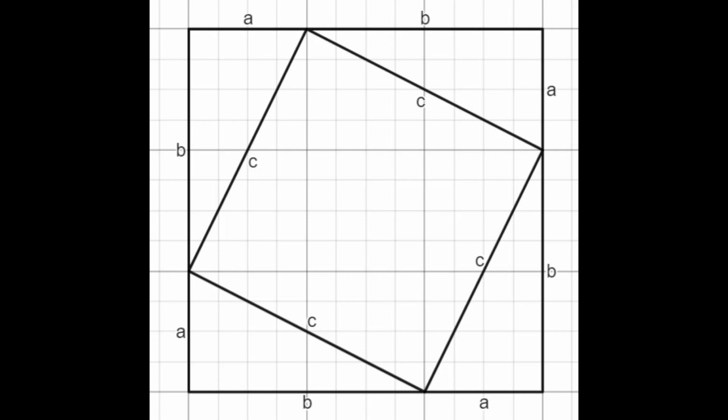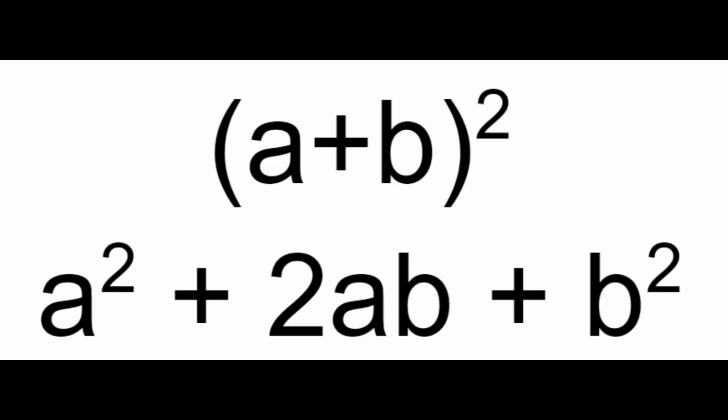First, let's go over how to prove the Pythagorean theorem. Let's start with this figure. This figure is a square with side lengths a plus b, and a square inside it with side length c. The smaller square is bordered by four right triangles with legs a and b and hypotenuse c. We can write this larger square's area as (a plus b) squared. Expanding this, we get a squared plus 2ab plus b squared.